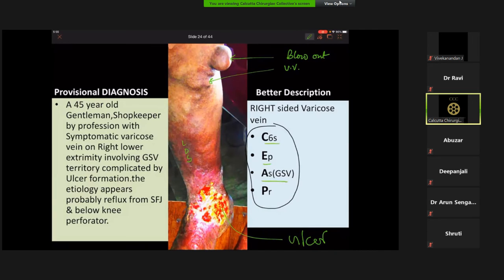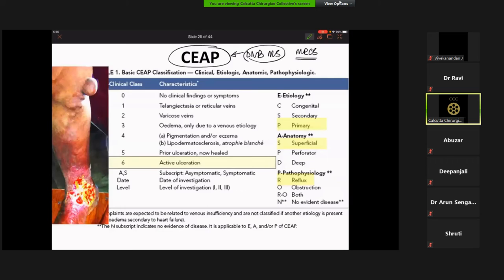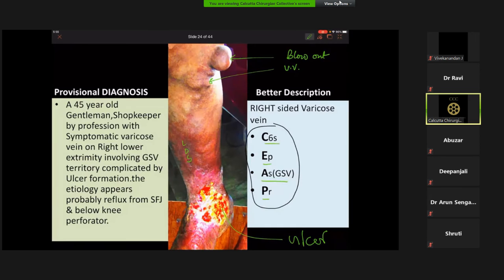What does it mean? The 6 suggests that this is an active ulcer. The P suggests it is primary, because he was a school teacher or a businessman. S is for the superficial great saphenous system. R is for reflux in this one. Now you can also conventionally say that he is a 45-year-old gentleman, shopkeeper by profession, very important words, with a symptomatic varicose vein.